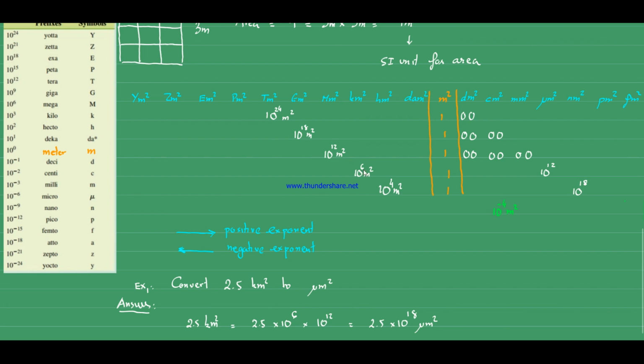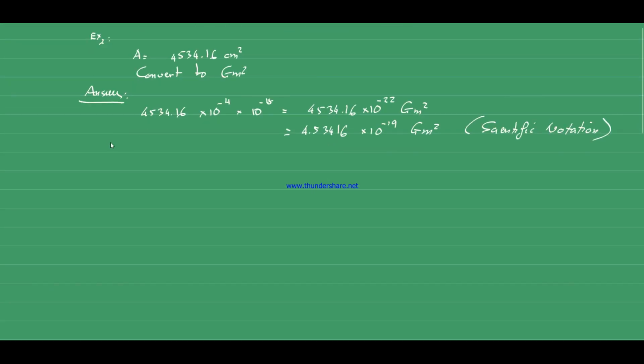How about I want to go from micrometer square, and we want to go to picometer square? How about that? Okay, example 3. Convert 0.012 micrometer square to picometer square. All right, let's see how we do this.